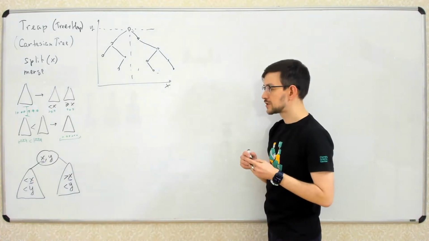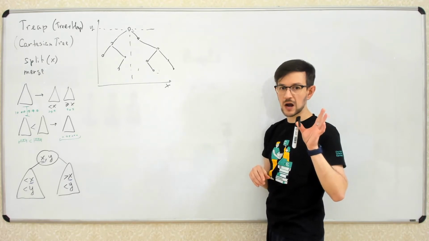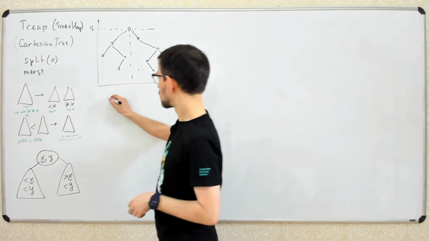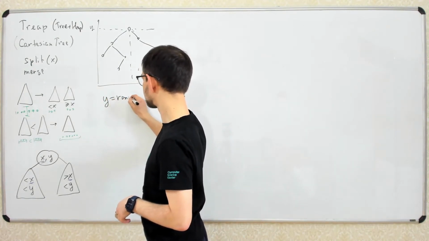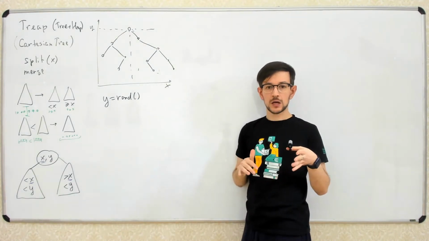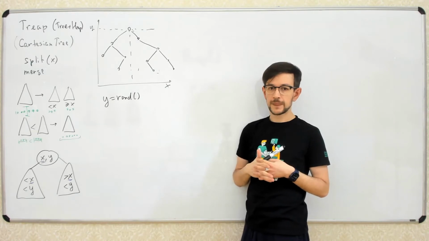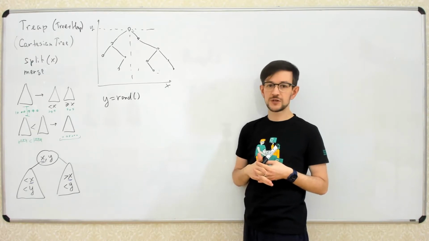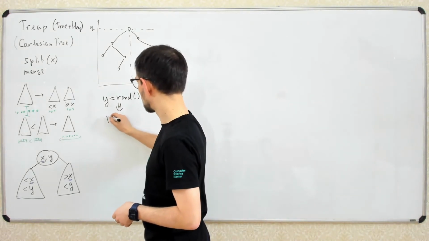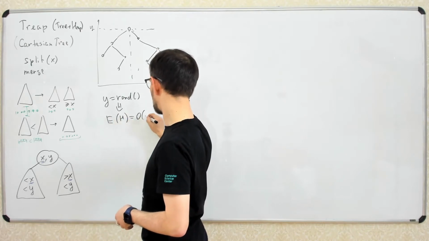And how will we use this second key? A very simple way. We will assign the second key at random. Just put random values in all keys. And I claim that if the second key is random, then the height of this tree is logarithmic. So the expected height is log n.